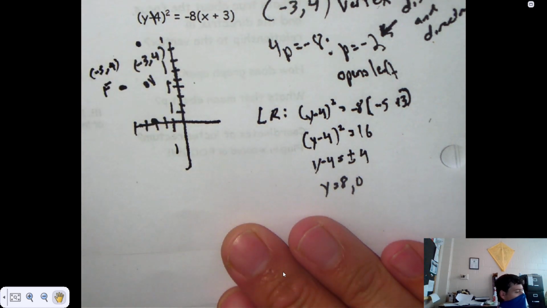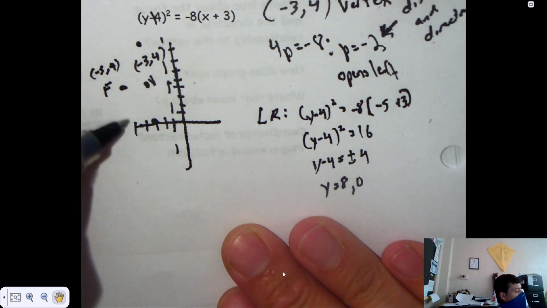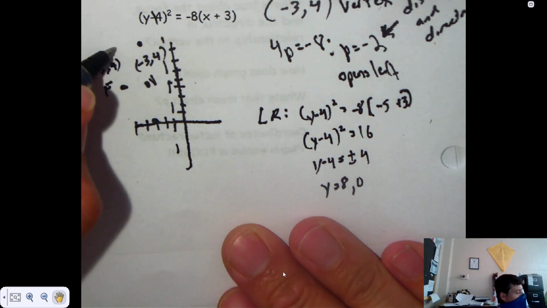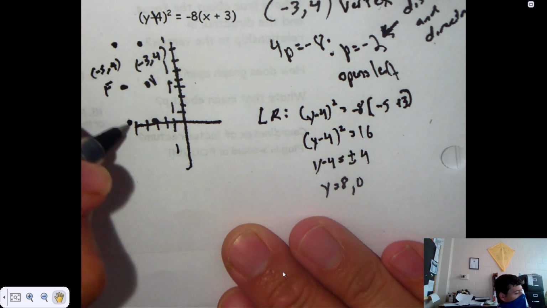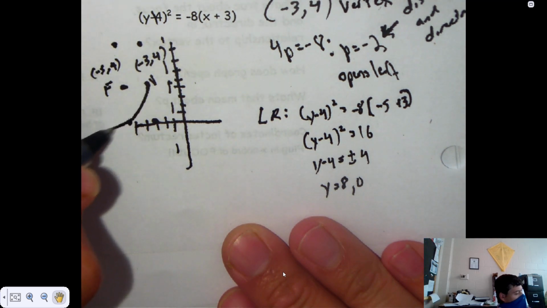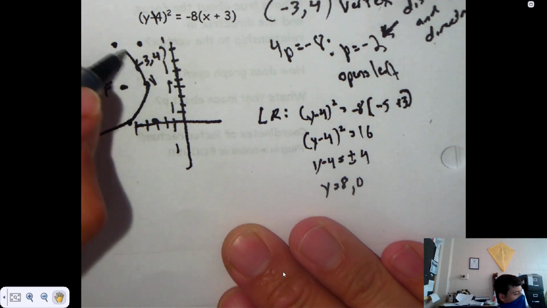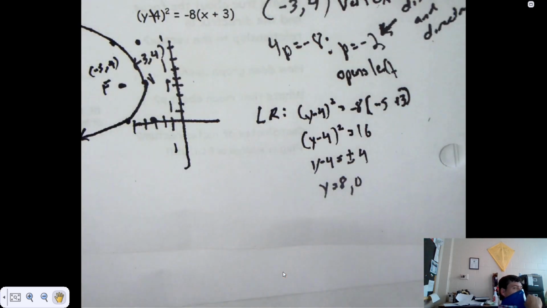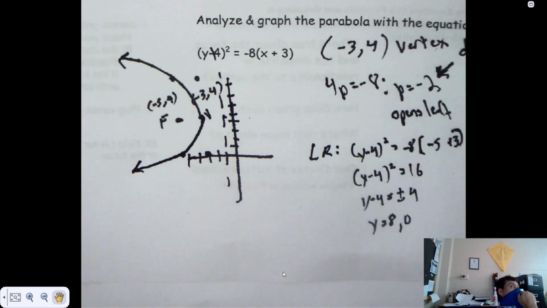Nope, I put that in the wrong spot. I put that at the vertex, didn't I? That's not where that goes. Where's that go? Above and below the what? Focus. How did I decide where? How does the 8 and 0 affect the graph? They are the y values right above and below the focus.